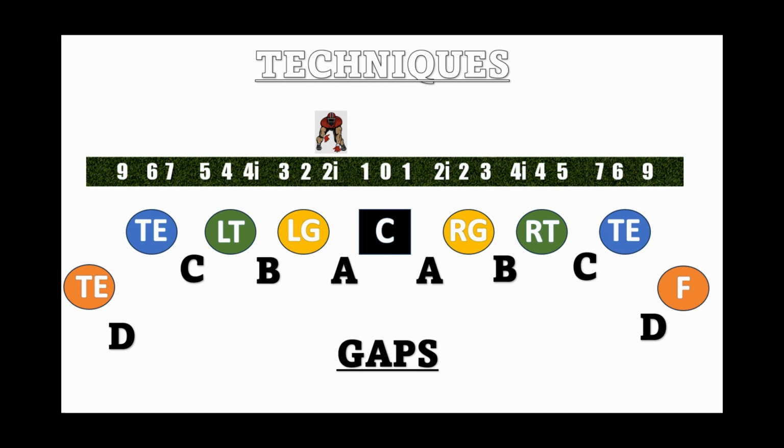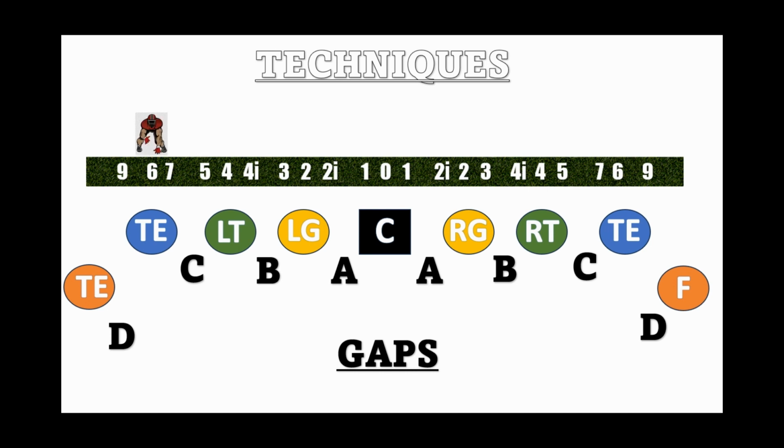That continues on. The next is the three technique. Again, you can see how the system goes. You have these odd numbers on the outside shade of the guard. So 3 is on the outside shade of the guard. 4 is head up on the tackle. 4I is inside leverage of the tackle. 5 is outside leverage of the tackle.